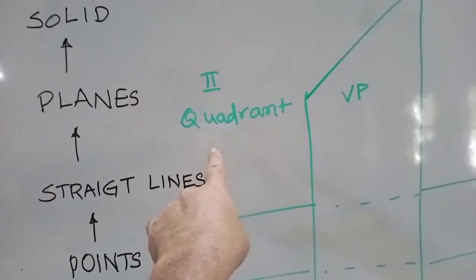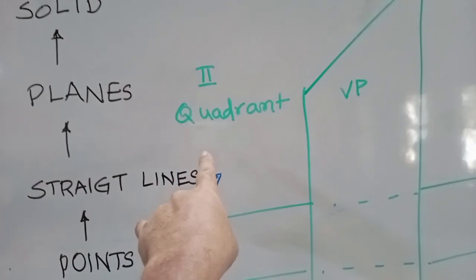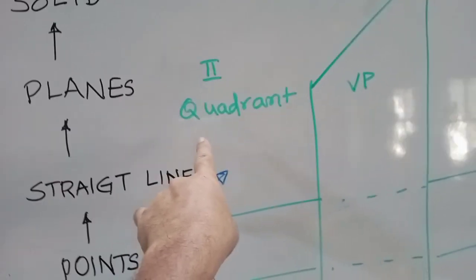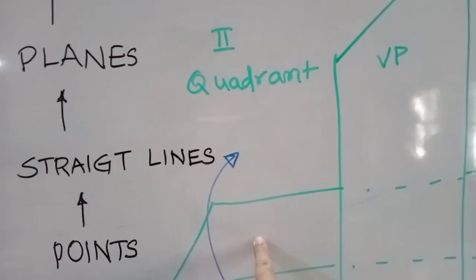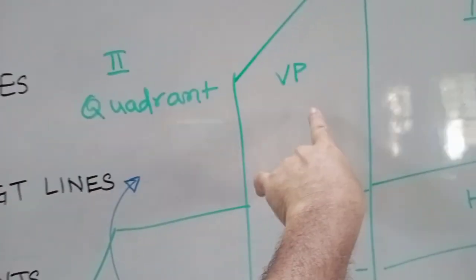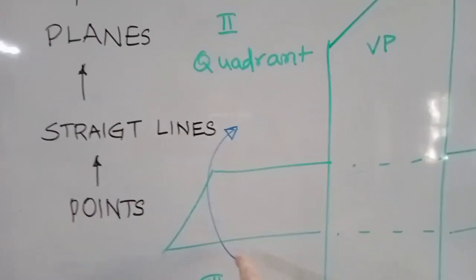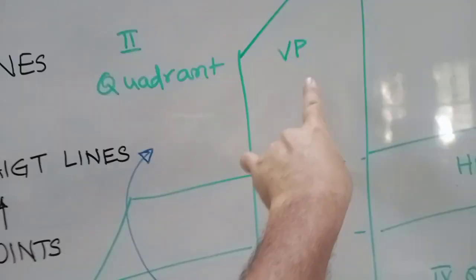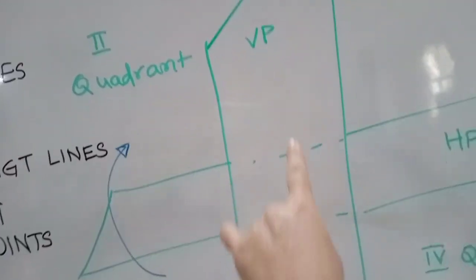As I am saying in this question, the point falls in the second quadrant. So above HP and behind VP, the front view and top view fall here. Front view is above the XY line only. Top view, this one we have to rotate 90 degrees clockwise. Being clockwise, we have to rotate it upside. That means the front view is above the XY line and the top view is also falling above the XY line.